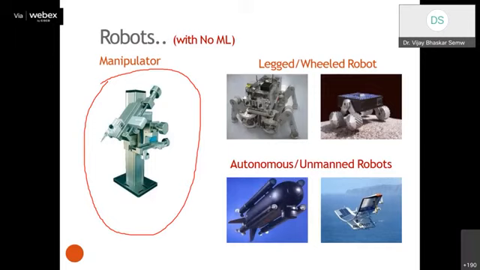The legged and wheeled robot is especially used for space exploration. You can send them to space, for activities exploring some unmanned site where human beings cannot reach or find it difficult. Then you have autonomous and unmanned robots, including underwater robots as well as other things.